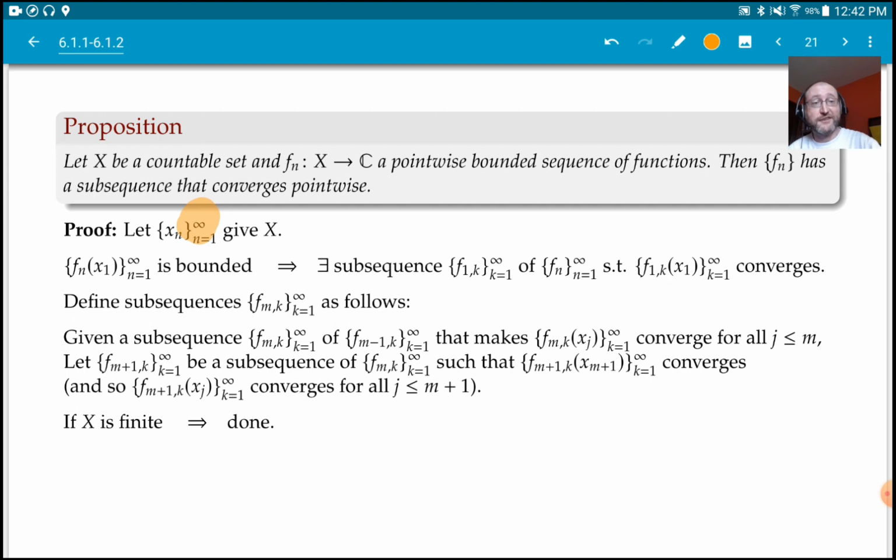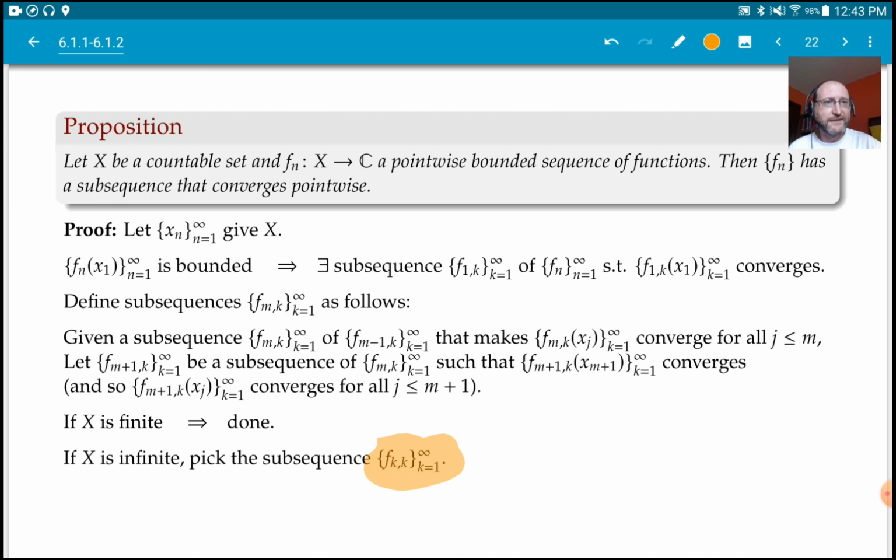And there's your subsequence. But, okay, so suppose that there isn't a stopping point. There's an infinite countable set. Well, pick this subsequence. So basically, we're going to take the kth element in the subsequence to be the kth element in the kth subsequence, right? That's the diagonalization.